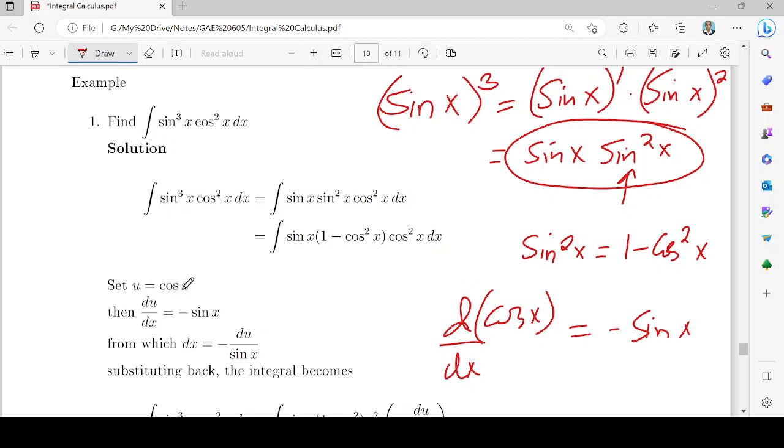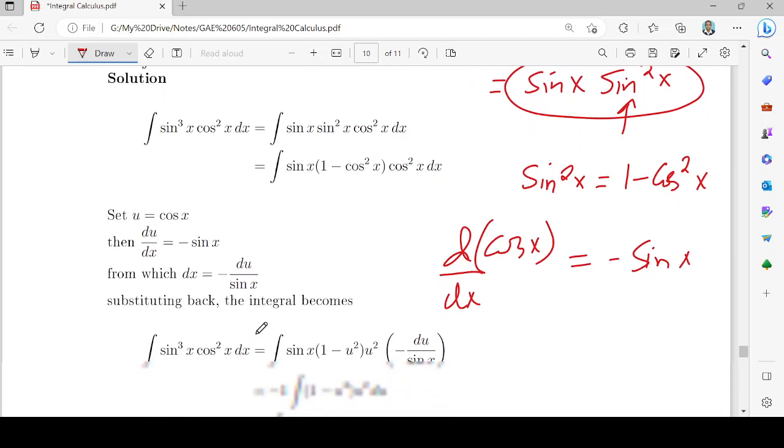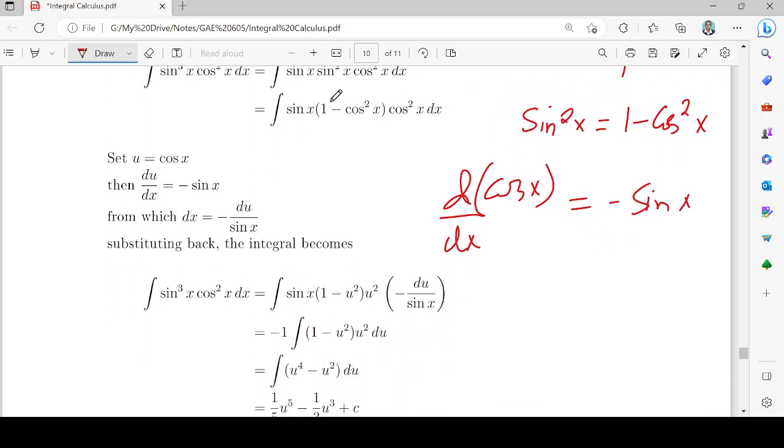So we set u to be cosine of x, then du dx becomes negative sine of x. And dx, when we make dx the subject here, becomes negative du over sine of x. So in our integral here, we are going to replace cosine of x with u. So cos squared x will be u squared, then u squared here.